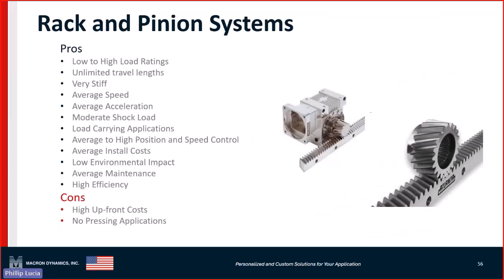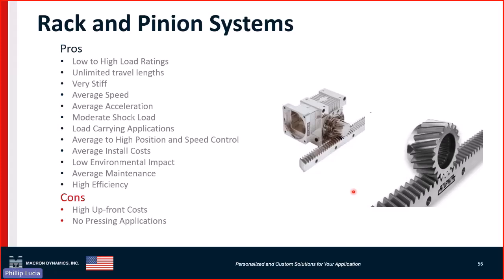So the last is rack and pinion. These are typically, you can look at the unit and tell exactly what it does. You basically have a pinion gear on a piece of rack, and it moves. And that's how you move the solution, move the application. It's very well recognized in the CNC world. This is the prime mover of many CNC machines on the market.